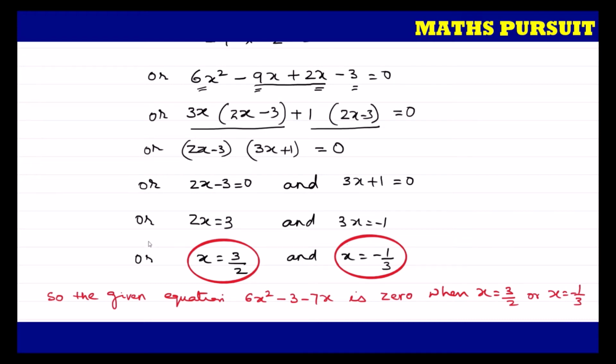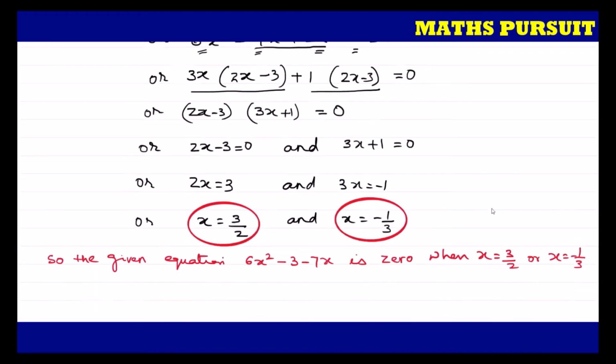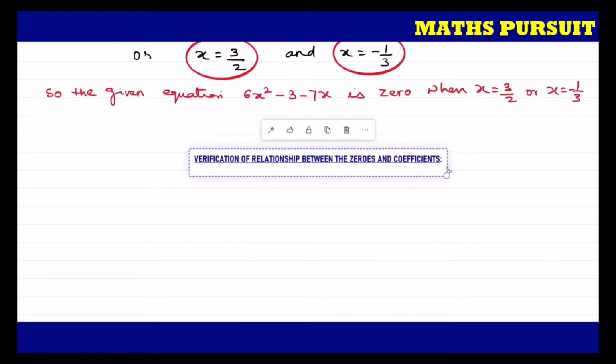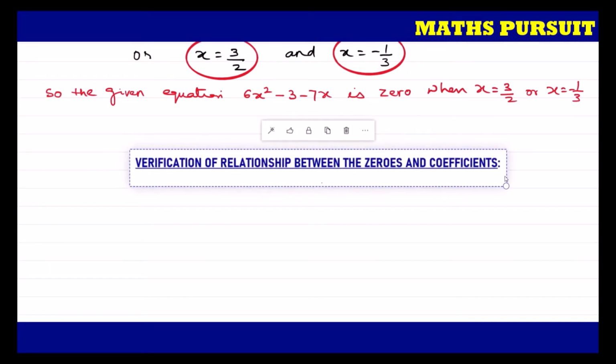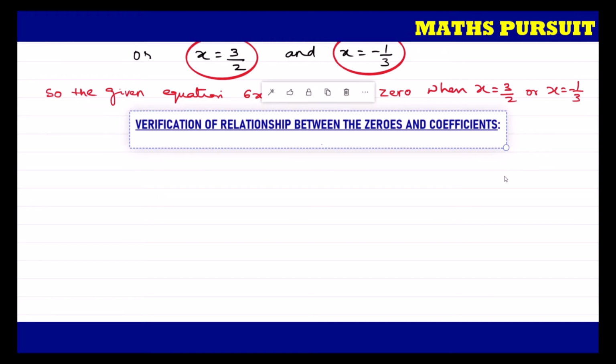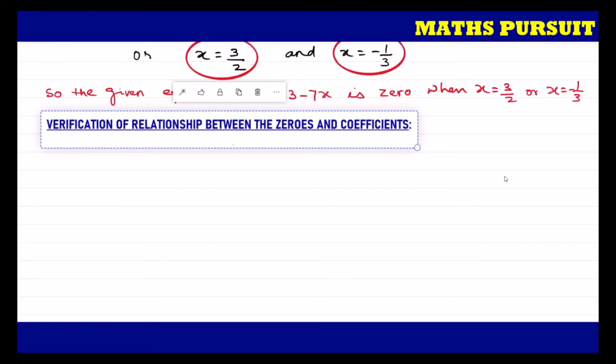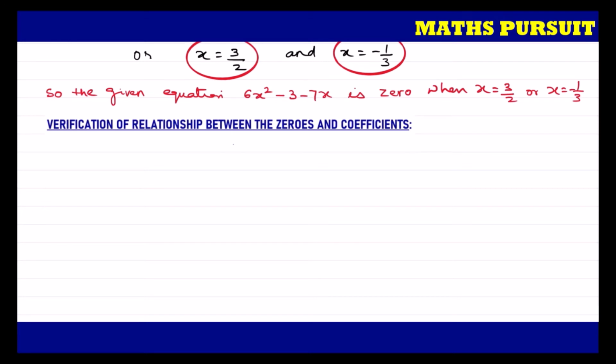Now after finding out the zeros of the given quadratic polynomial, now let us move ahead to verify the relationship. So let's see what we are doing here and how we are verifying the relationship between the zeros and the coefficients. This is again also very easy. So let us first verify the relationship of sum of zeros and then we will come back to the product of zeros.